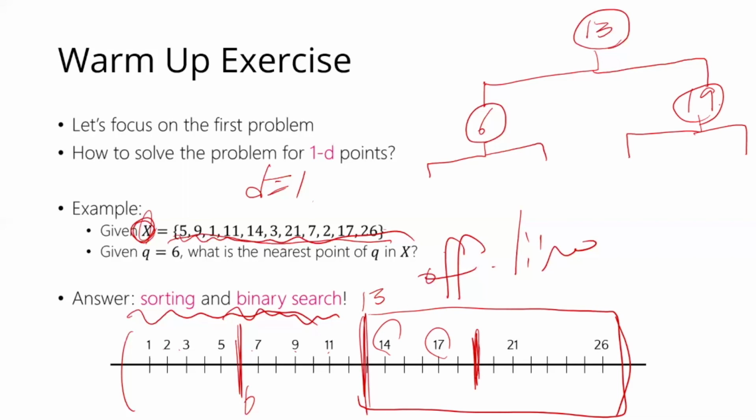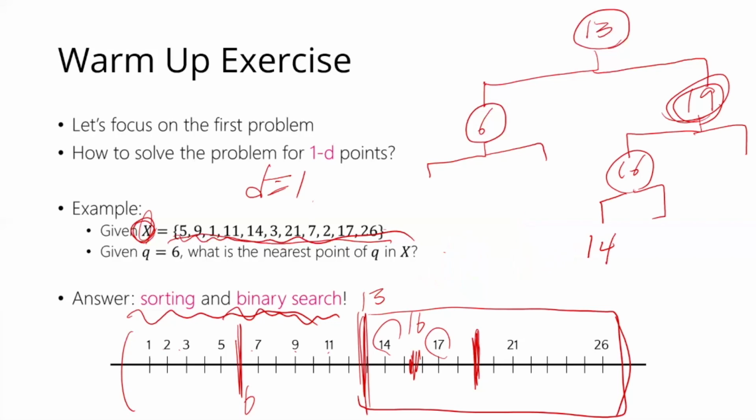So you can keep repeating this. Okay, I'm going to show you an example. Continuing on the 19 side, on the left half, we have 14 and 17. So 19 and 13, in the middle is what? 16. So with respect to 16, now we have 14 and 17, those are the data points. And then on the right-hand side, we have 21 and 26 with respect to what?